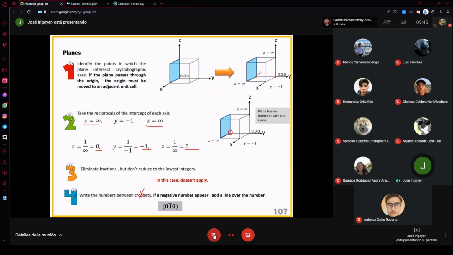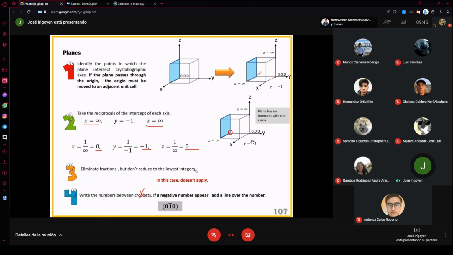Yes. If you don't have any intersection, then that point of intersection is going to be represented by infinity, right? Because as you move along the axis, at no time are you going to touch that axis with the plane. So that's why we mark it with this value, right? Okay, another question? No? Or yes?